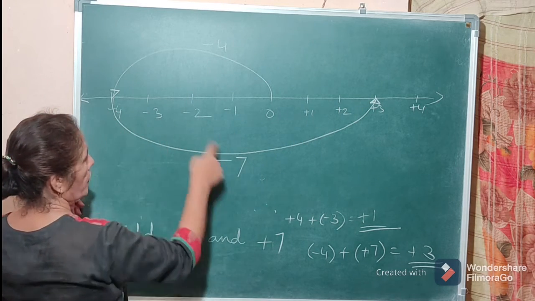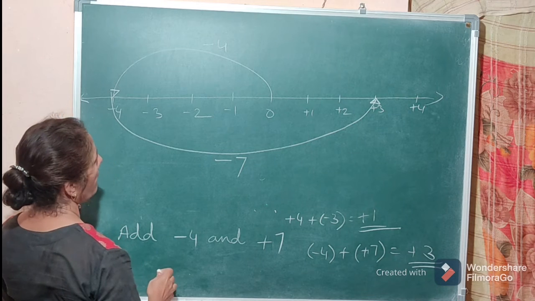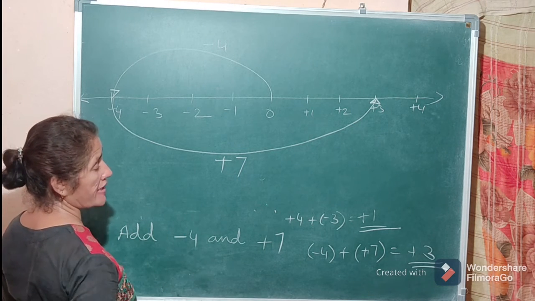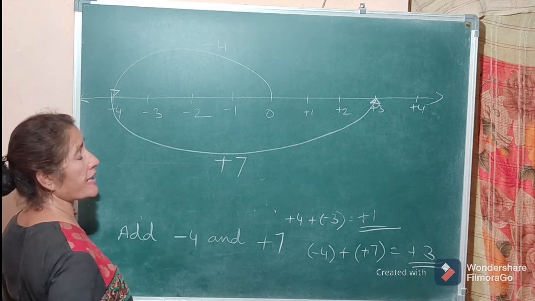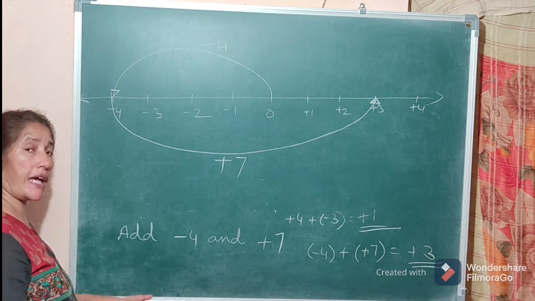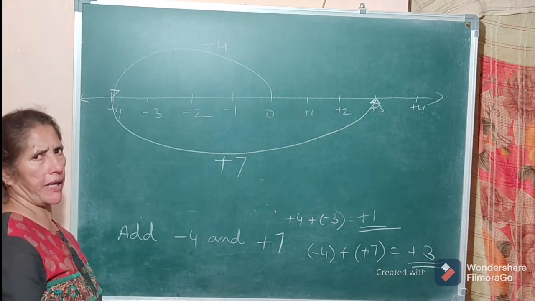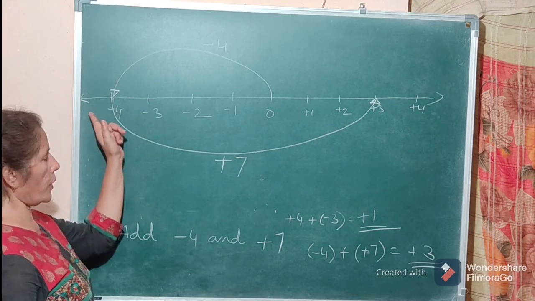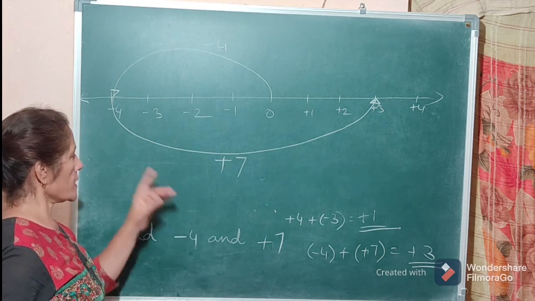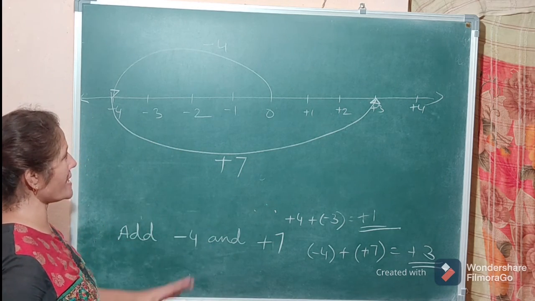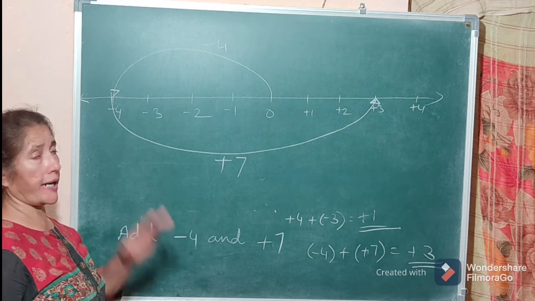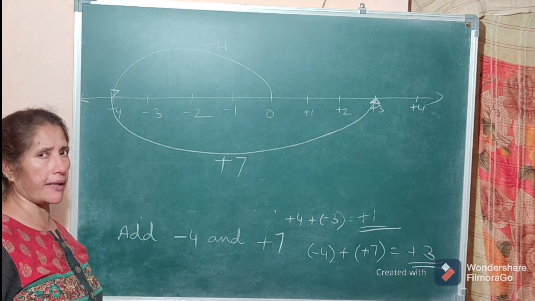So, minus 4 plus 7. If they are of different sides, you have to change the direction. If it is of the same side, you have to go in the same direction. Minus 4 plus 7, you have to go in the opposite direction. So minus 4 plus 7 is plus 3. Did we get the answer? I hope you understood all this very clearly.